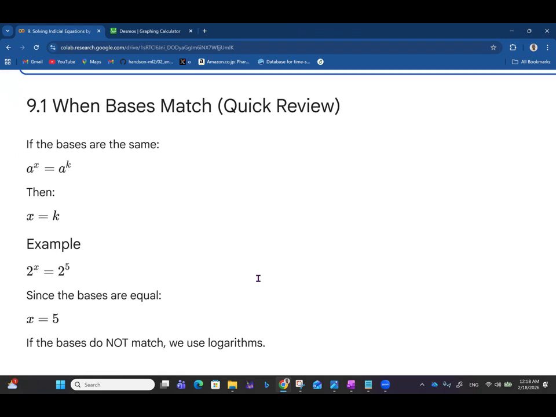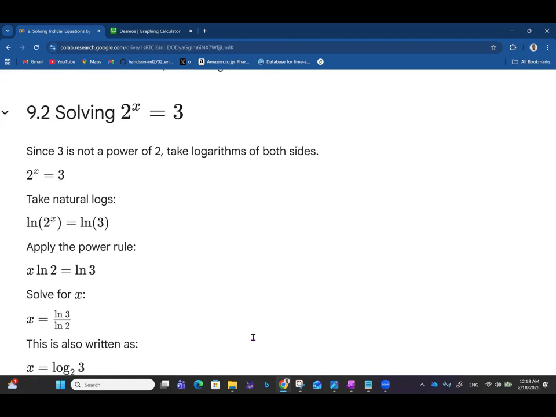When do bases actually match? If the bases are the same, like you have a raised to the power x equals a raised to the power k, then you can simply say that x is equal to k, especially if the base a is greater than 0, that is a is positive, and it is not 1. So for instance, you have 2 raised to the power x equals 2 raised to the power 5. Now, since the bases are equal, we just say x is equal to 5 and that's it. If the bases do not match, we have to use logarithms. That is the essence of this particular video.